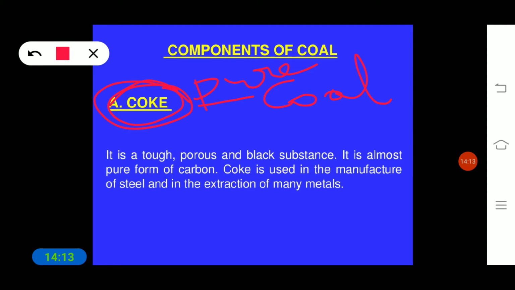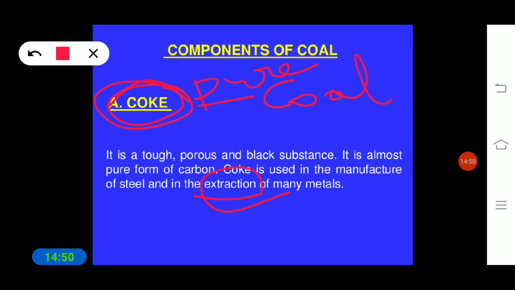Coke is used in the manufacture of steel and in the extraction of many metals. Extraction of many metals means the metals which we get from the soil. These metals are not obtained in pure form. The metals which we get from ores are mixed up with other substances, so we have to extract that metal from the other things. That is the process of extraction.